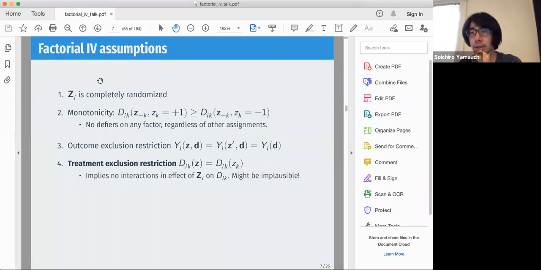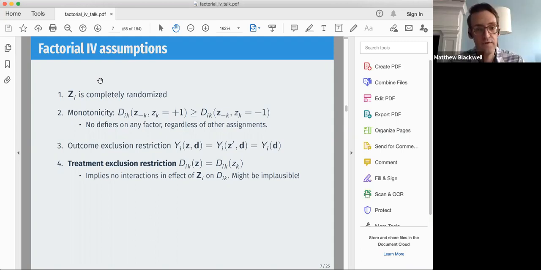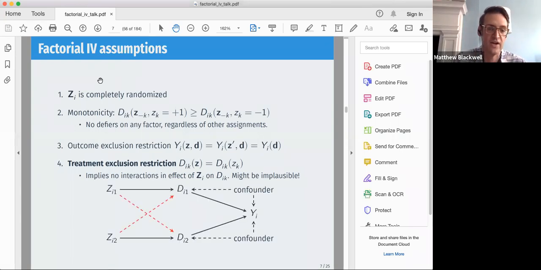Okay, and so this implies no. Clarify a question. Yeah. So does that mean that you assume away the interaction in terms of encouragement, but you still have interaction in terms of take-up? Yeah. Among factors. Yeah. So basically what this implies is that there are no interactions in the effect of assignment on the D_i, the uptake. So this might be really implausible, and I can give you a DAG that shows how this looks, where basically what we're ruling out are these cross arrows, the idea that the assignment Z_1 on factor 1 affects the uptake on factor 2. And this is a very strong assumption that might be implausible.